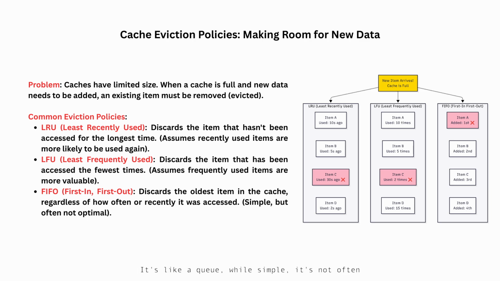It's like a queue. While simple, it's not often the most effective. There are other policies too, like most recently used, or MRU, or even random eviction. But LRU and LFU are very common in practice. The best policy often depends on specific access patterns of your data.